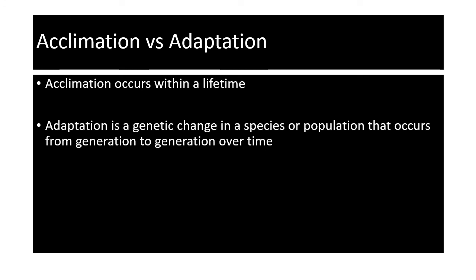Acclimation can occur in your lifetime. You get used to it. Adaptation is a genetic change. This is a change in your DNA in a species or in a population, and this occurs from generation to generation over time. So there's a genetic change, and that gets passed down to the next generation. That change helps them, and it's reproduced down to another generation, and so on and so forth.